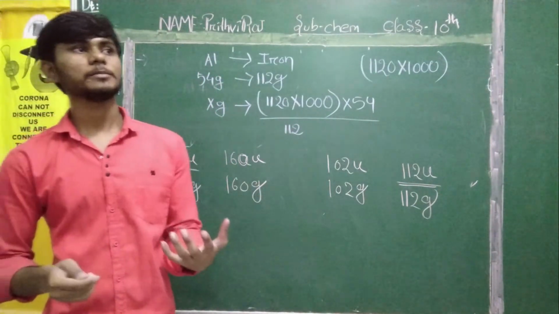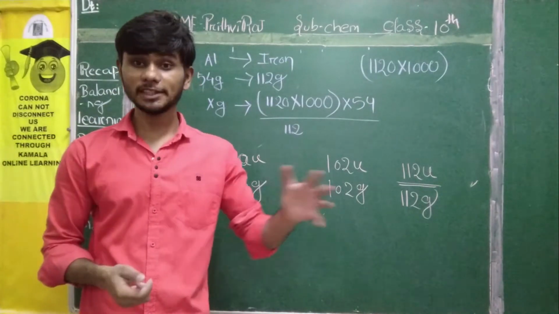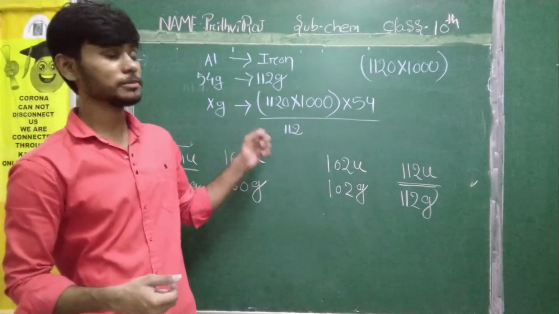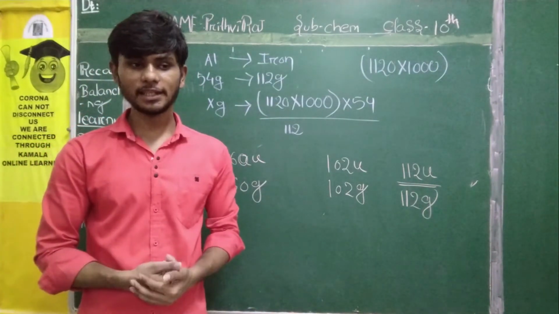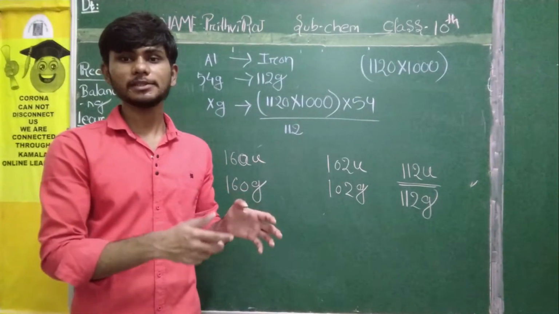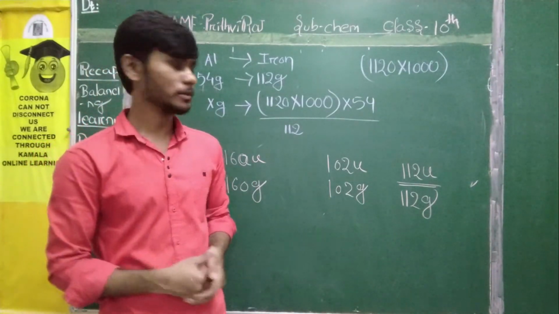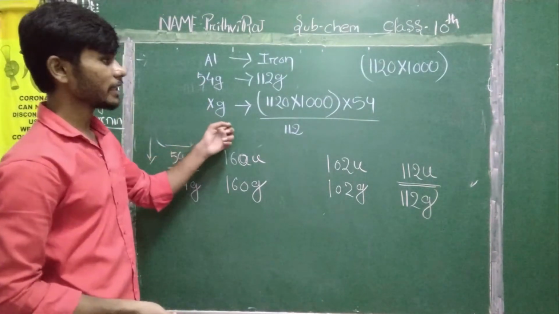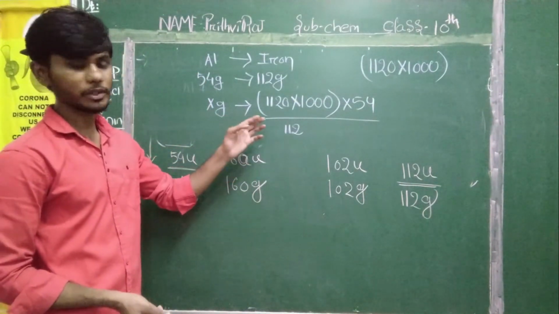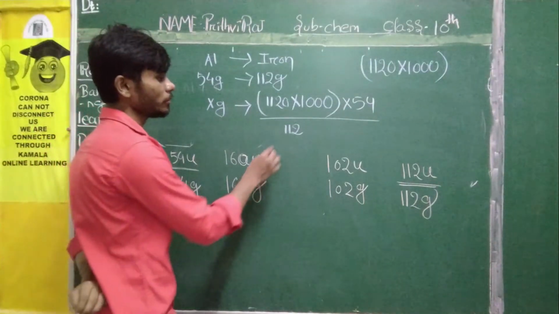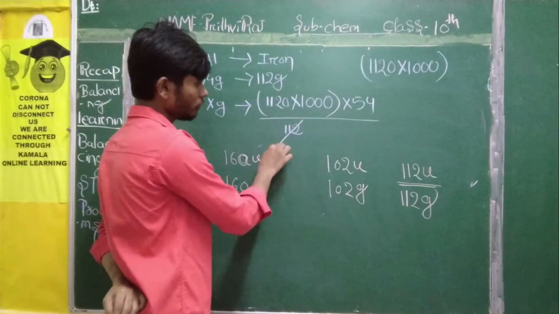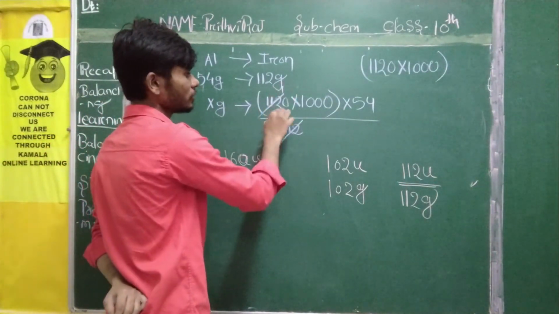You have done these kinds of mathematical problems in your 8th class, 9th class. If this guy has this much, then one guy will get how much, then 54 guys will get how much. So see over here, I have written the direct step. Now you can cancel here, 112 and 112 you will cancel. So how much did you get?